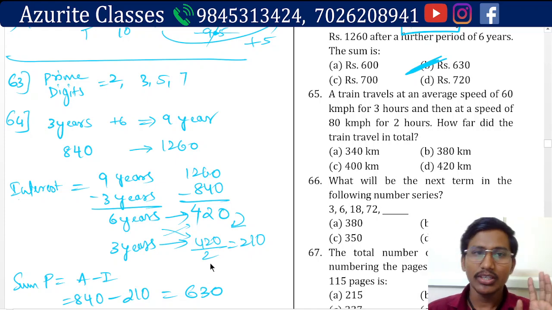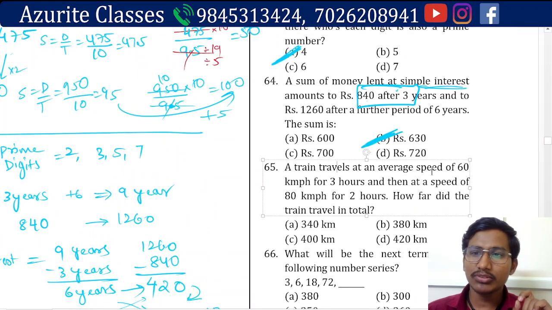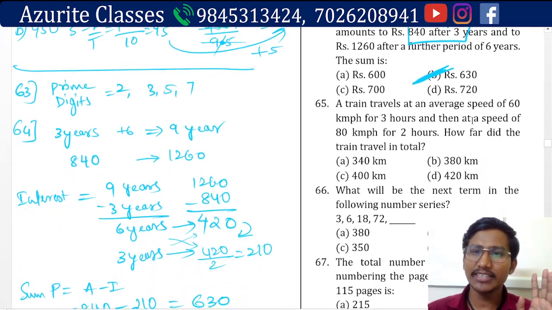Okay, good. Now let us do question 65. A train travels at an average speed of 60 km per hour for 3 hours, and then at a speed of 80 km per hour for 2 hours. How far did the train travel in total? You go with what? Directly distance equals speed into time, right?